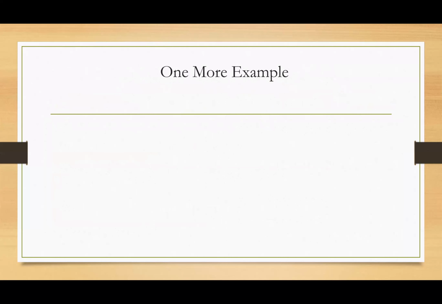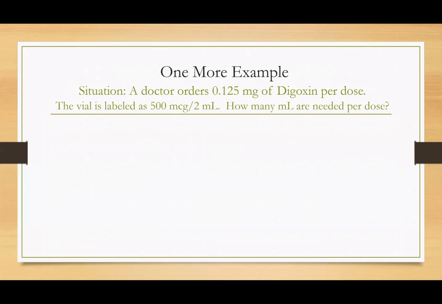One more example, and this will be our final example before you do some practice problems on your own. So our last example, the situation is a doctor orders 0.125 milligrams of a medication per dose. The vial is labeled, and we have to be very careful here. Notice it's labeled as 500 micrograms per 2 milliliters. And you are asked to determine how many milliliters are needed per dose.